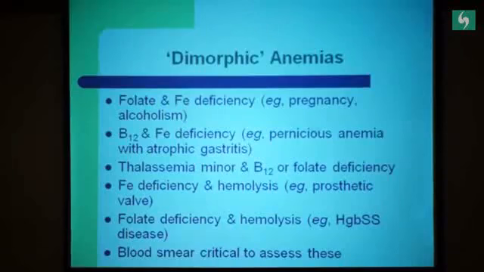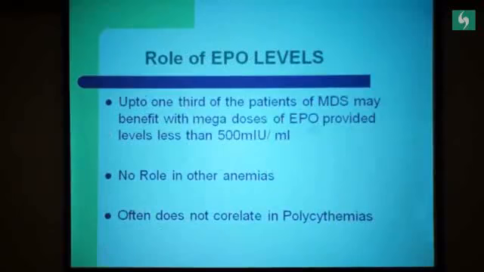Now, what is the role of erythropoietin? Do we do erythropoietin in all patients? No. Very limited role of erythropoietin levels. One-third of the patients of myelodysplastic syndrome will benefit with mega doses of erythropoietin, which are huge doses, not heard of, usually 40,000 international units per week. So that's a huge mega dose, and this is only helpful if the erythropoietin levels are less than 500 and particularly less than 200 according to studies.